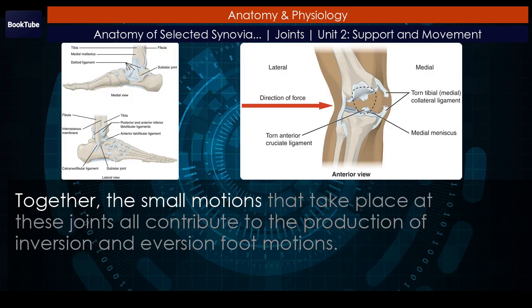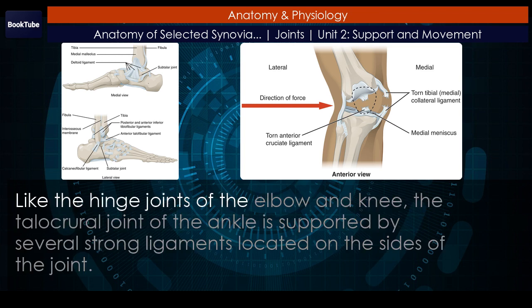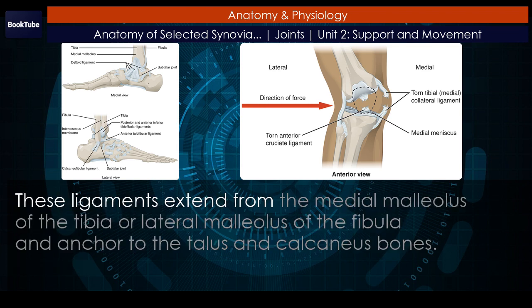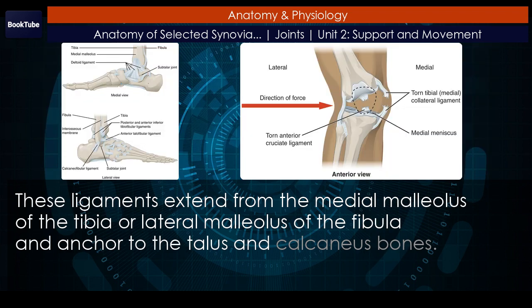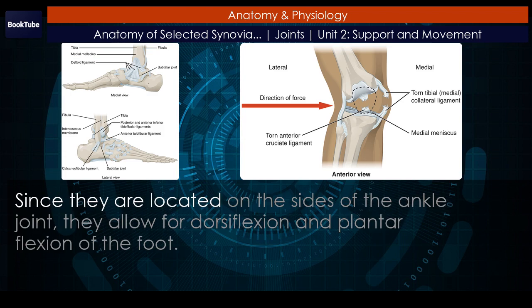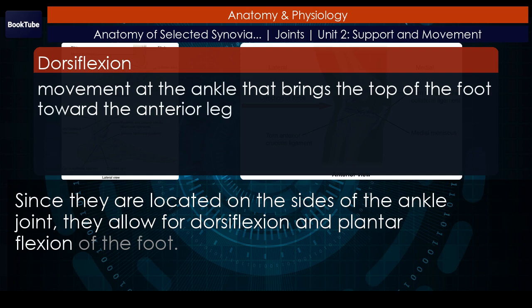Together, the small motions that take place at these joints all contribute to the production of inversion and eversion foot motions. Like the hinge joints of the elbow and knee, the talocrural joint of the ankle is supported by several strong ligaments located on the sides of the joint. These ligaments extend from the medial malleolus of the tibia or lateral malleolus of the fibula, and anchor to the talus and calcaneus bones. Since they are located on the sides of the ankle joint, they allow for dorsiflexion and plantar flexion of the foot.